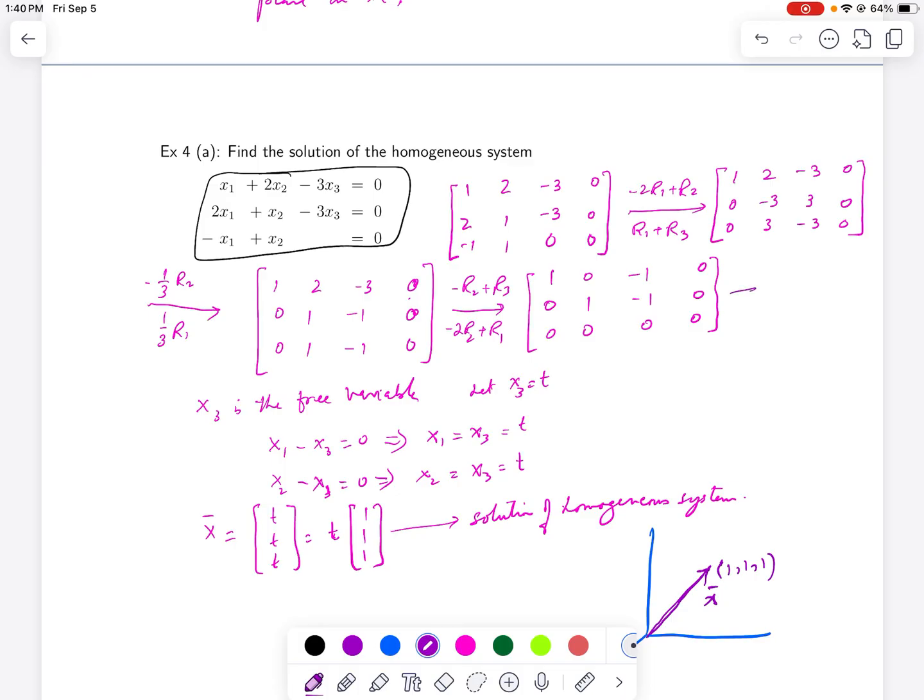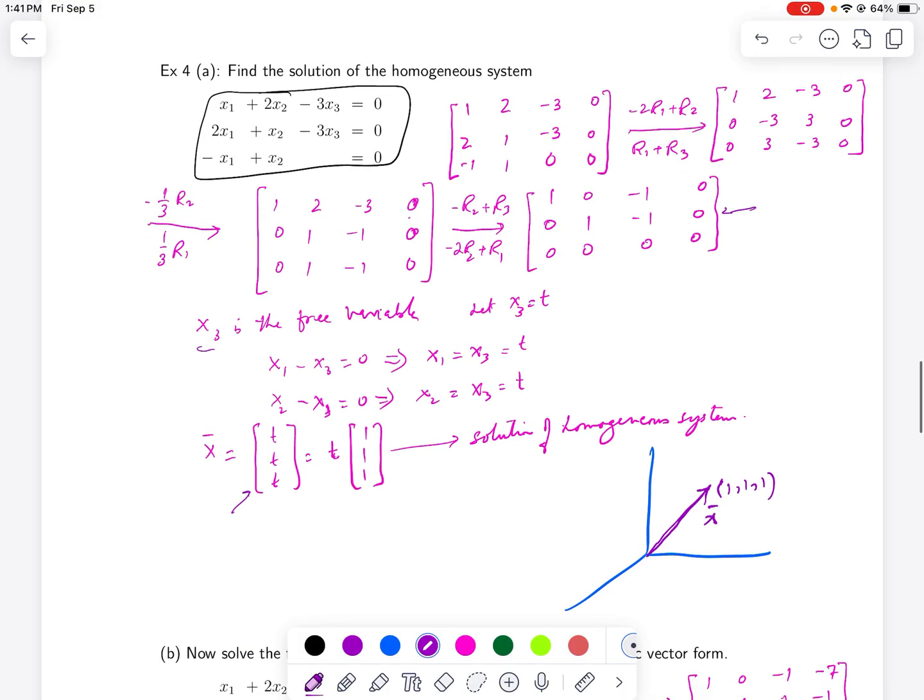So we get this as our reduced row echelon form, and we find here that x3 is the free variable. Writing x1 and x2 in terms of x3, we end up getting our solution as t. Each variable has the value t. Now we can factor out the t by the scalar multiplication property. Inside we are left with 1, 1, 1 as the components of the vector.